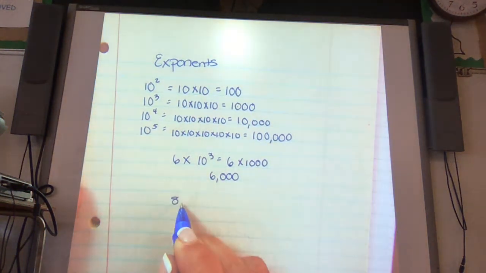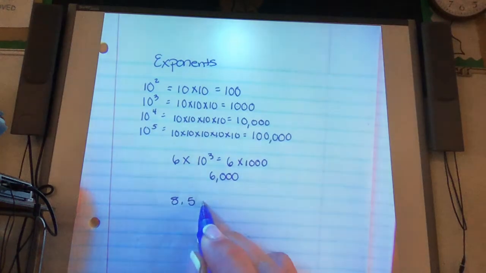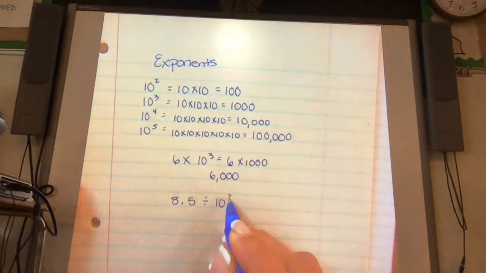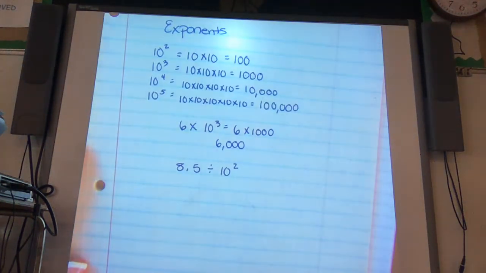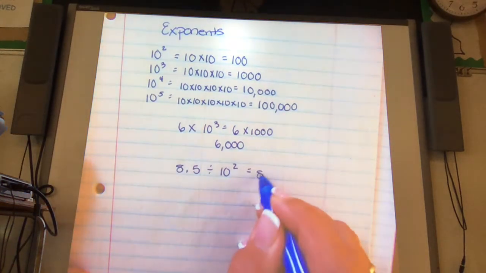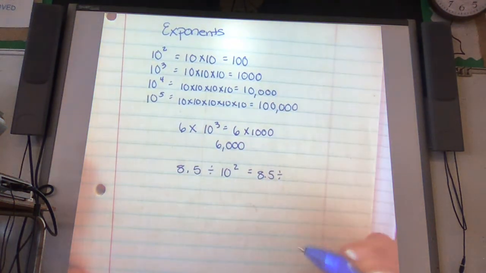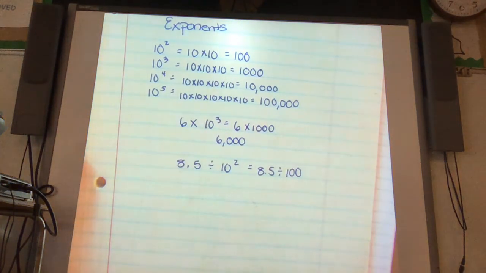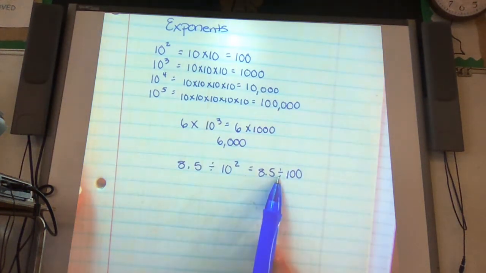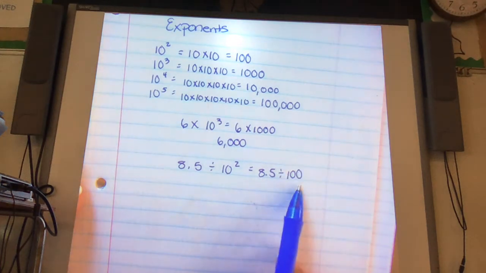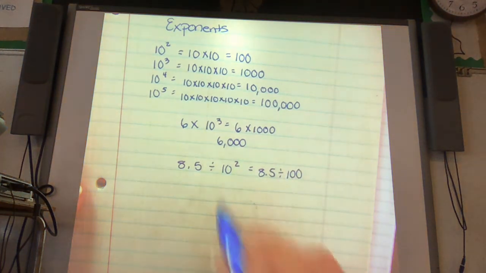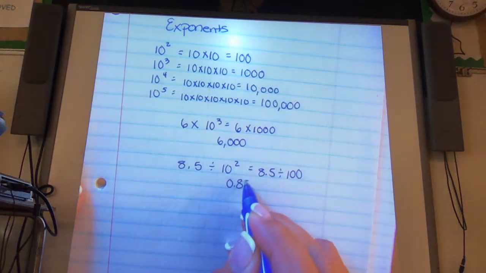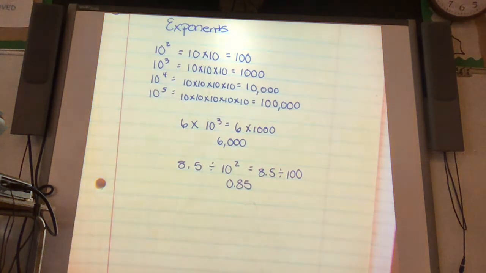8 and 5 tenths divided by 10 to the second power. That's the same thing as saying 8 and 5 tenths divided by 100. And if you were to take your place value chart out, if you can't think of this in your head, you know that we're dividing. We go to the right 2 hops because there's 2 zeros, and our answer would be 85 hundredths.